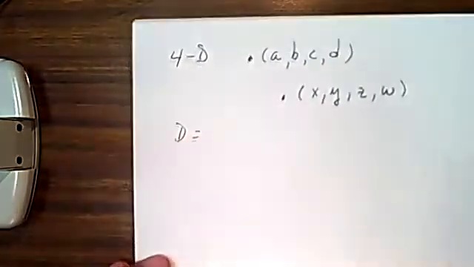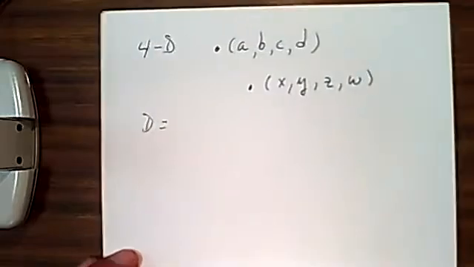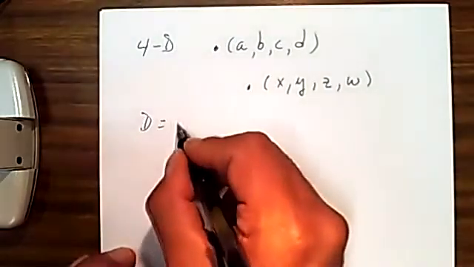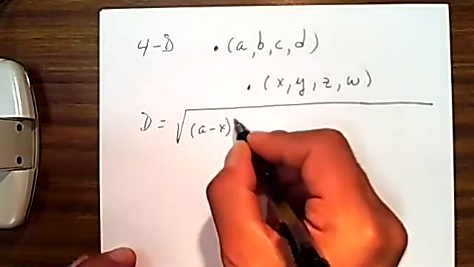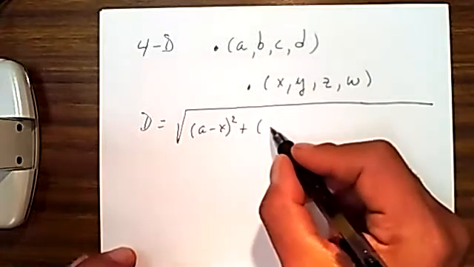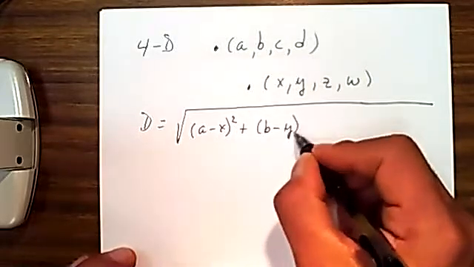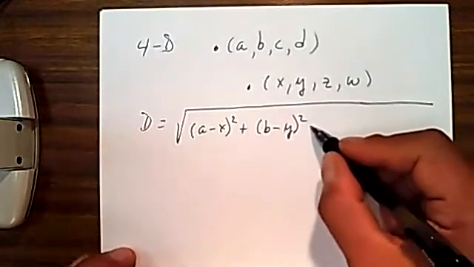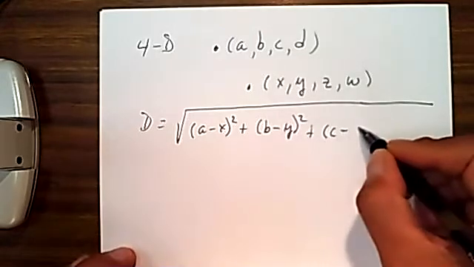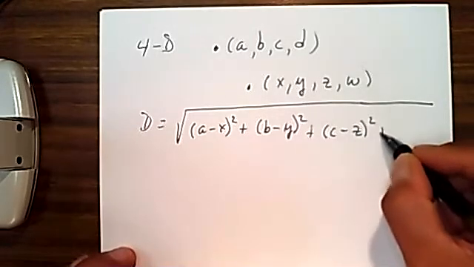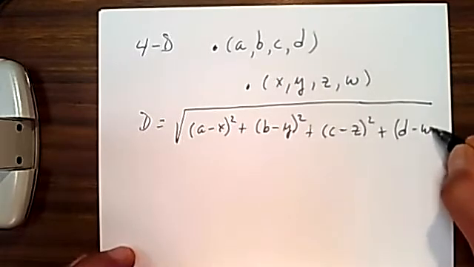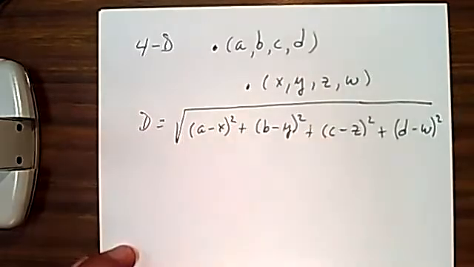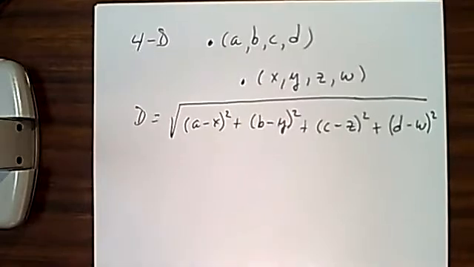And as you can predict, probably, the distance will be the square root of (a minus x) quantity squared, plus (b minus y) quantity squared, plus (c minus z) quantity squared, plus (d minus w) quantity squared. And then you can extend this to any dimensions.